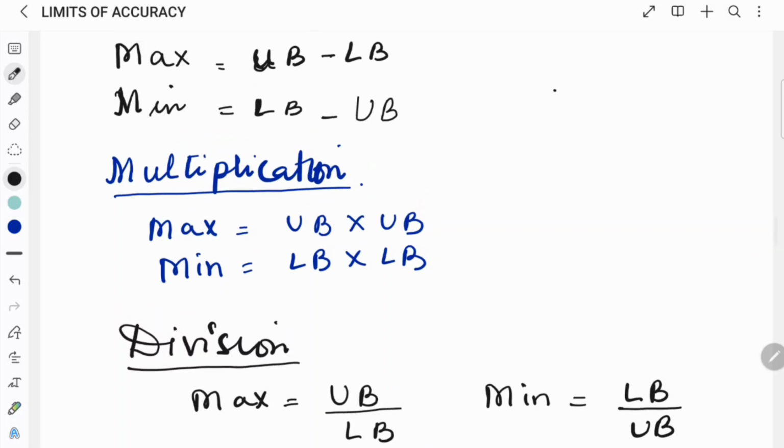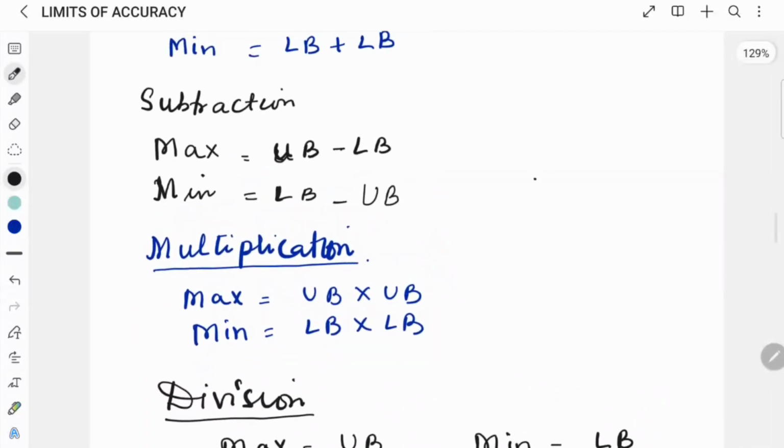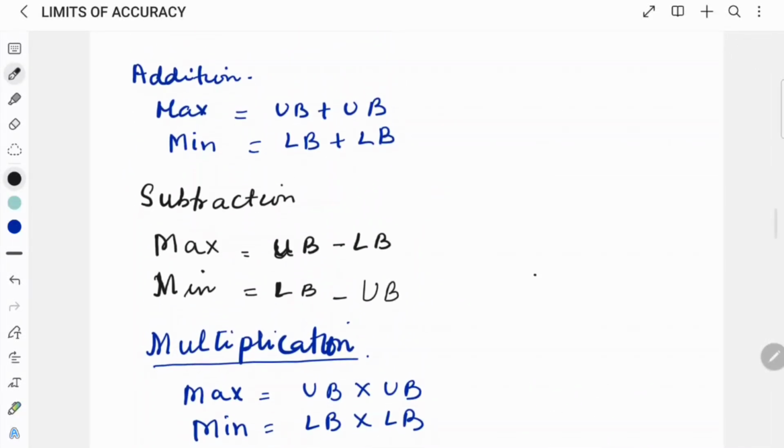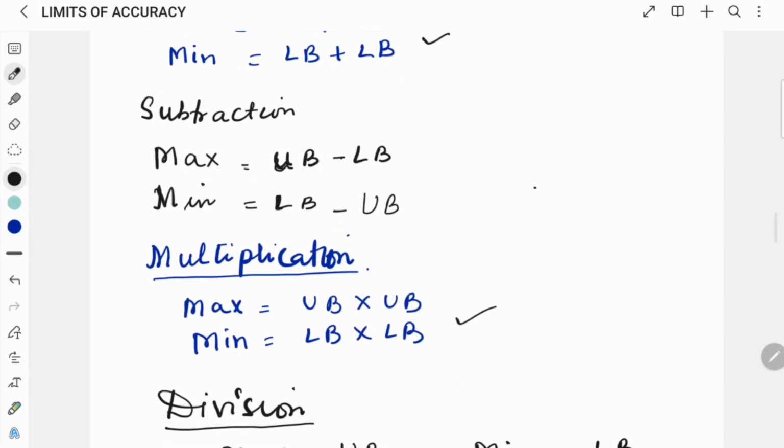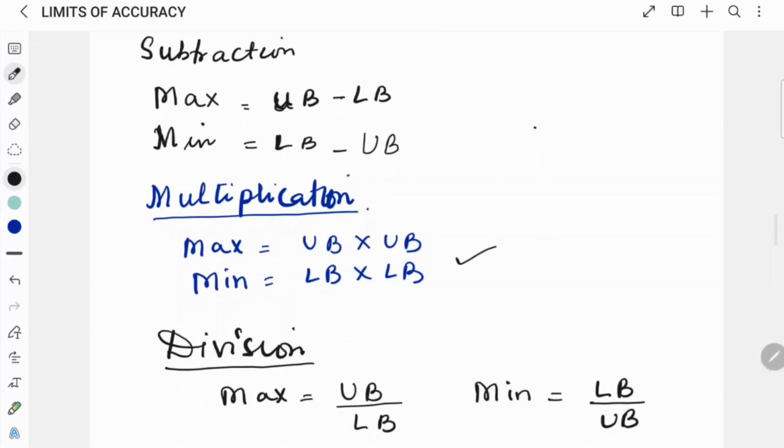If you keep these things in your mind, then the problem solving question will not be a problem. Addition and multiplication are very simple. In subtraction and division, the maximum is upper bound minus lower bound, and the minimum is lower bound minus upper bound. The maximum division is upper bound divided by the lower bound, and the minimum is lower bound divided by the upper bound. Okay, I will do some word problems just to explain, and then we go to the past paper question.